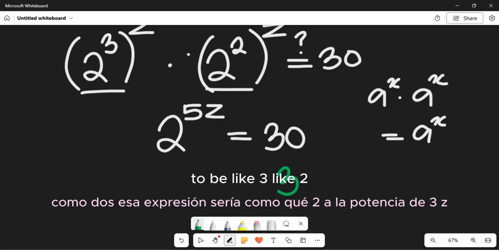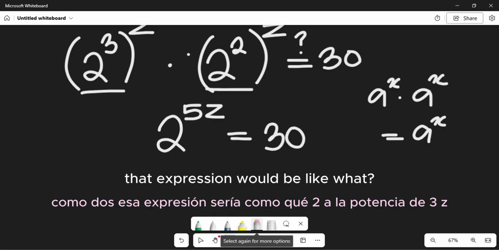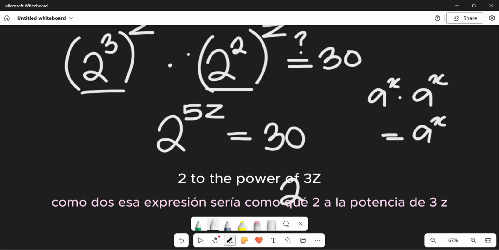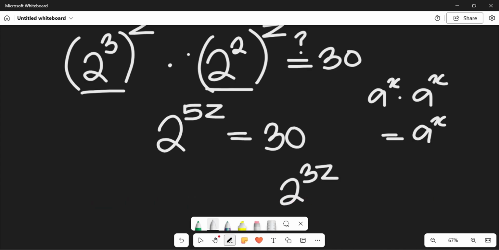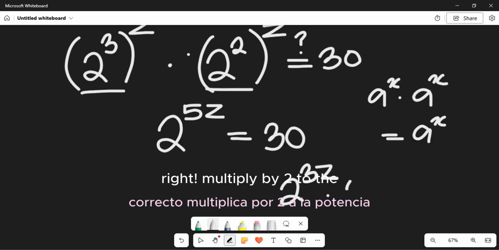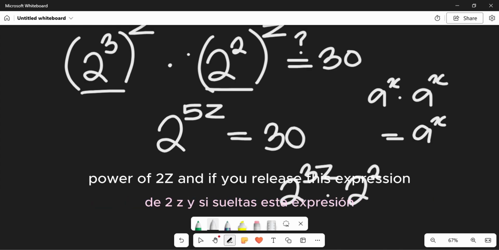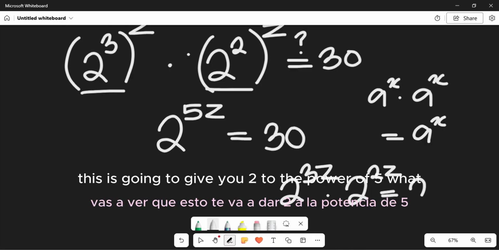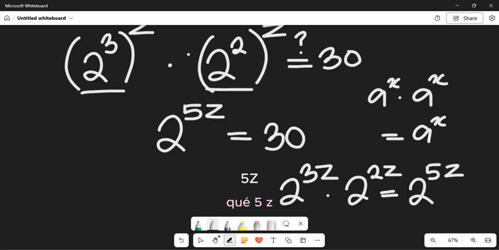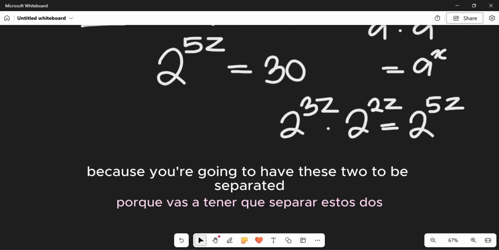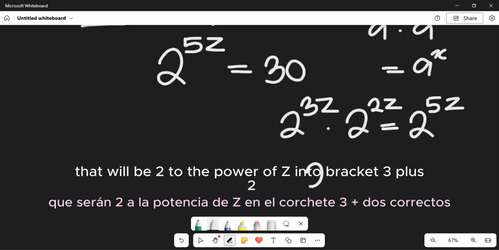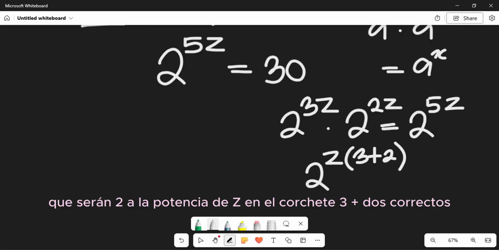That expression will be like what? 2 to the power of 3z, right? Multiplied by 2 to the power of 2z. And if you simplify this expression, you're going to see that this gives you 2 to the power of 5z, because you're going to have these two separated. That will be 2 to the power of z into bracket 3 plus 2, right?